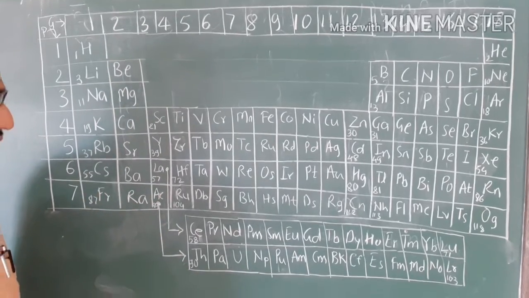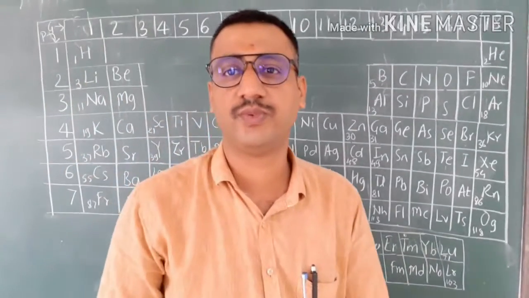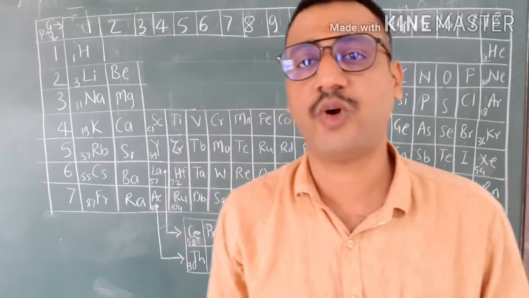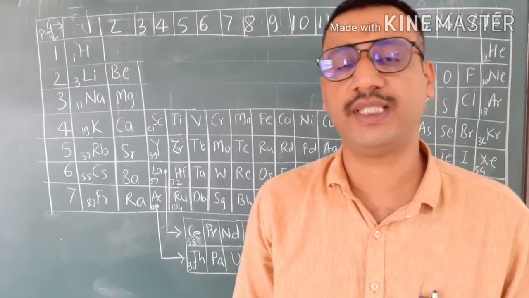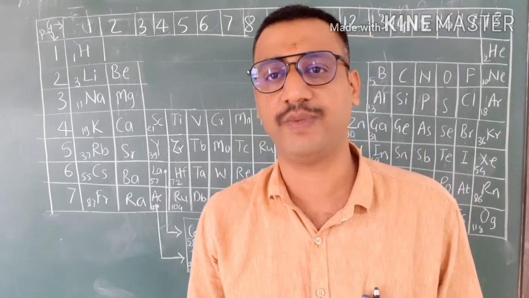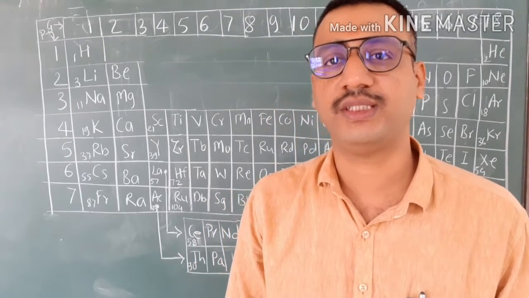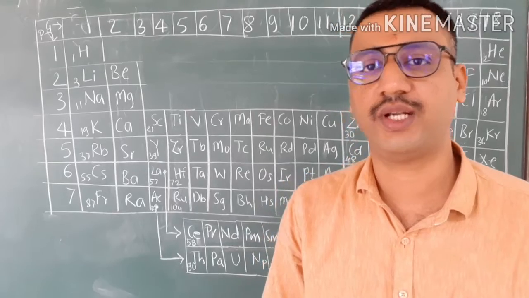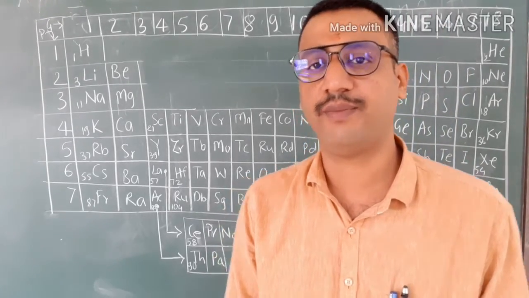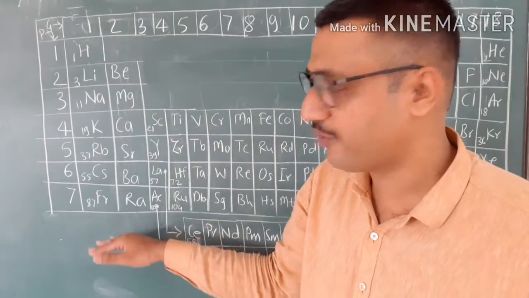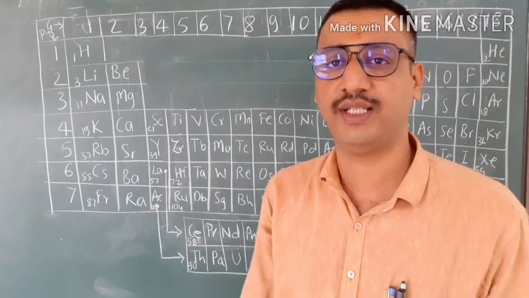So this is about some general features of the modern periodic table. In the next videos we'll see the trends in periodic properties, for example atomic radius, ionization potential, electronegativity, electron affinity, metallic and non-metallic character, valency. What happens? Whether it increases from top to bottom or decreases, and many things we'll learn.